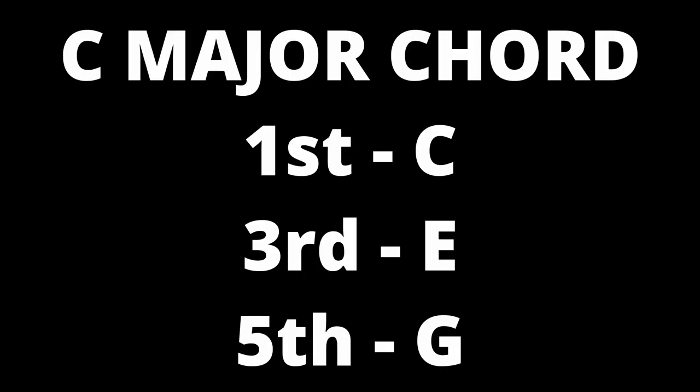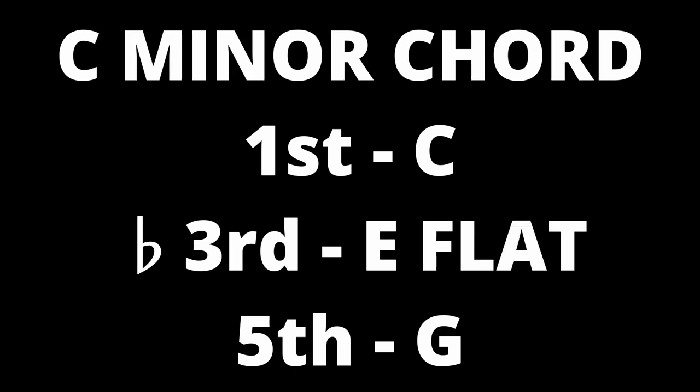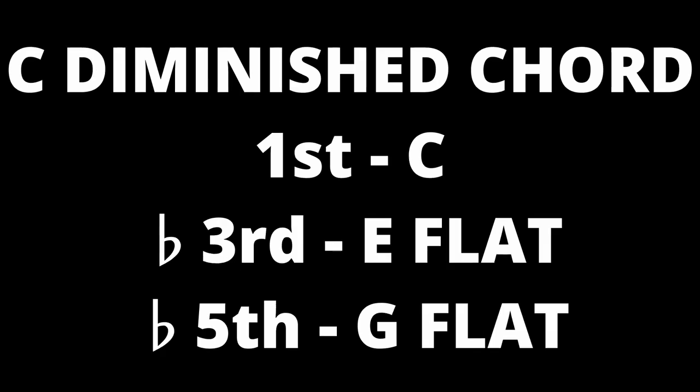Let's use an example to clarify the diminished chord construction. The C major scale has the notes C, D, E, F, G, A, B. The first note is C, third note is E, and the fifth note is G. These notes create the C major chord. If we drop the third note by a semitone or half a step to E flat, then we create a C minor chord. If we take the C minor chord and drop the fifth note by a semitone or half a step to G flat, then we have a C diminished chord.